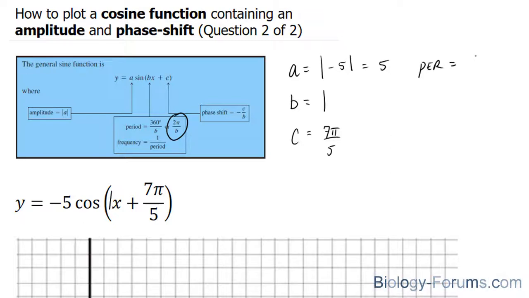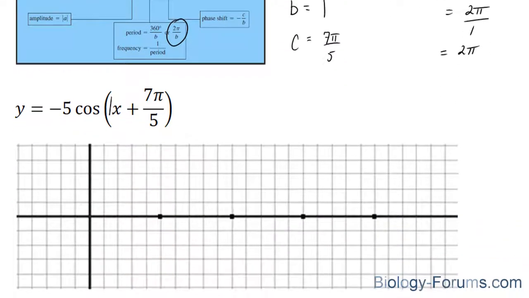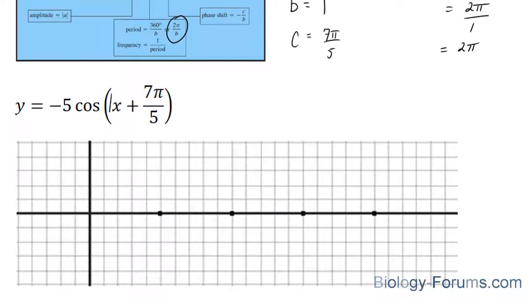Period is equal to 2 pi over b. Now our b value is 1, so I'll replace this b with 1. And that gives us an answer of 2 pi. So one full cycle of this wave will take place within this range, 2 pi. That is your period.